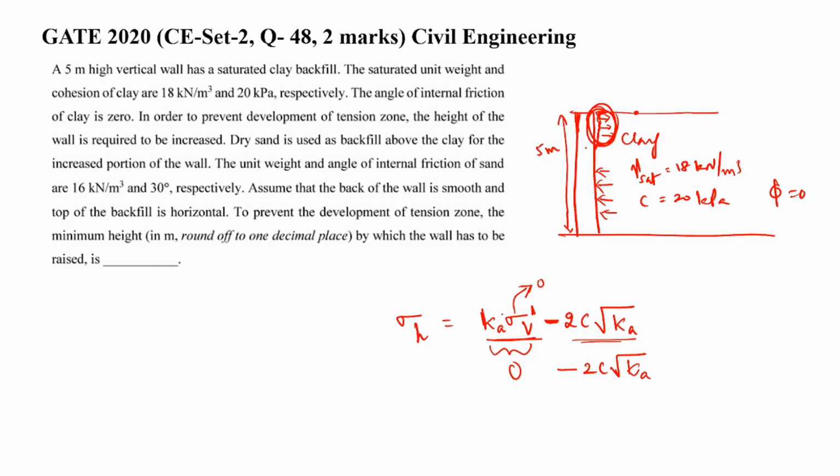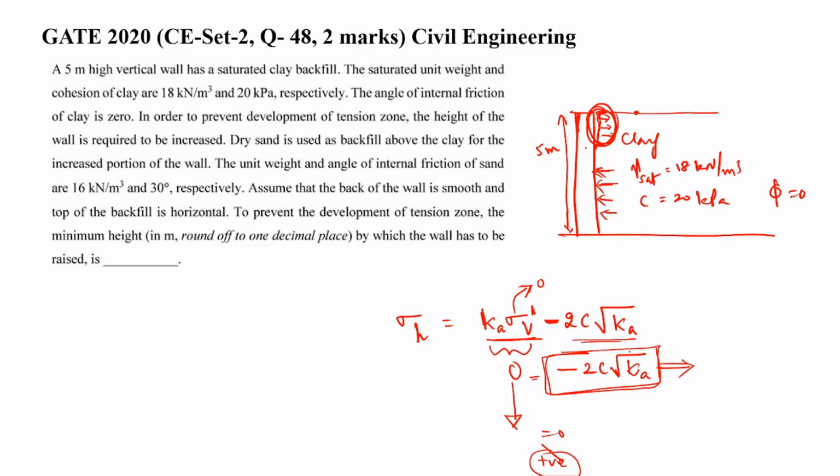So slowly, as we go down, this portion will increase. Finally, at one point, it will become 0. Then after that, it will become positive. But at the top portion, the highest negative pressure will be this much. Positive means coming towards the wall, negative means away from the wall. As at the top you are seeing this much negative or tension pressure acting within the soil, it will be detaching from the wall.